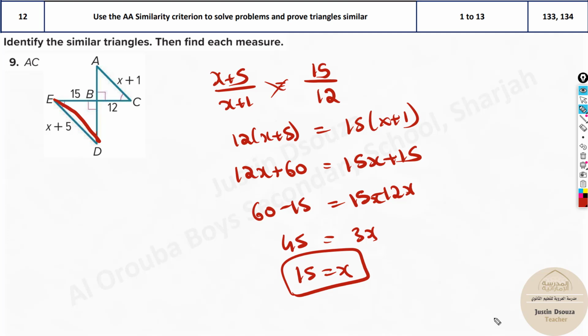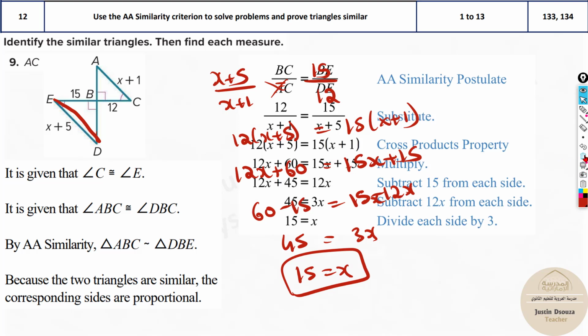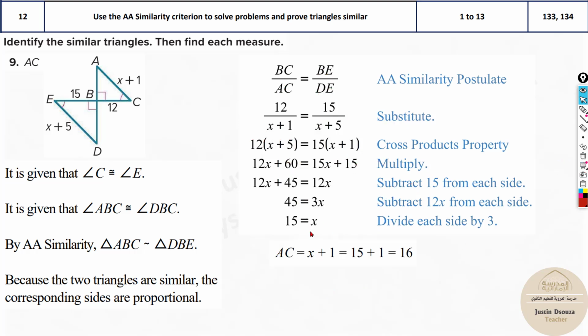Now the answer is not over. We have just found the x value. They want the AC value. X is 15. 15 plus 1 is 16. The answer is 16 over here. See, the x value we found was 15, and then you have to just add 1 to it.